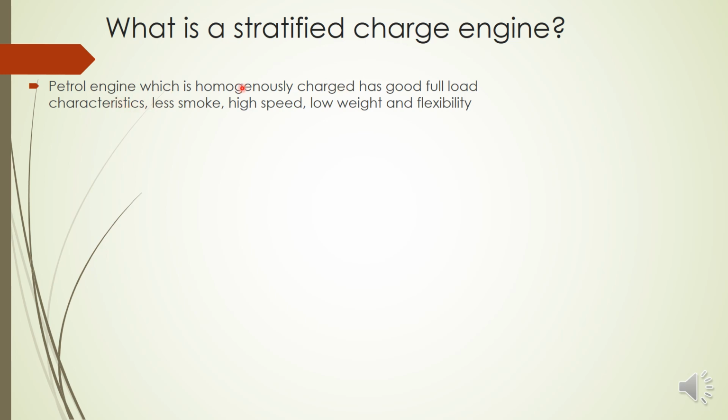In petrol engines we have several advantages. For example, it has good full load characteristics and less smoke compared to a diesel engine. A petrol engine has less exhaust emissions, smoke, carbon particles, etc. A petrol engine can run at high speed, has lower weight than a diesel engine, and flexibility, etc. So these are some advantages of the petrol engine. But on the other hand, the petrol engine has some disadvantages. That is, it has poor fuel economy.